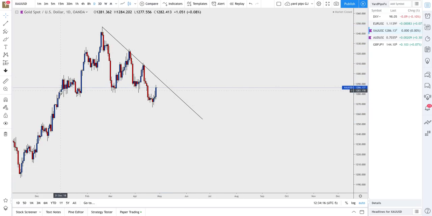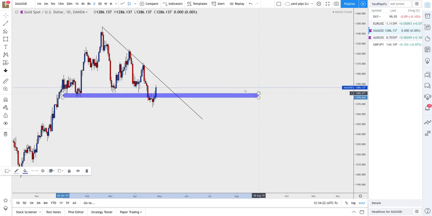But throughout this week, gold has come to a level of support all along right here.